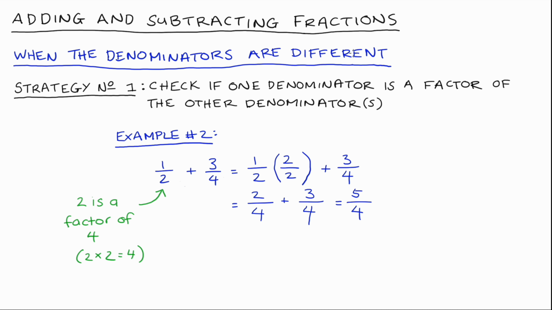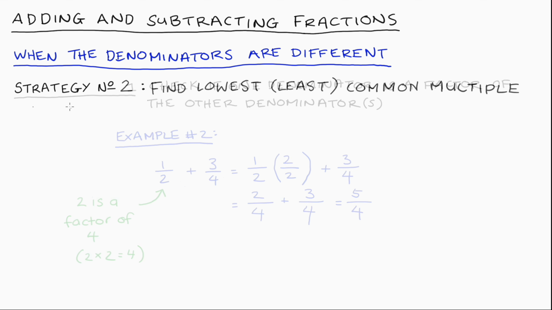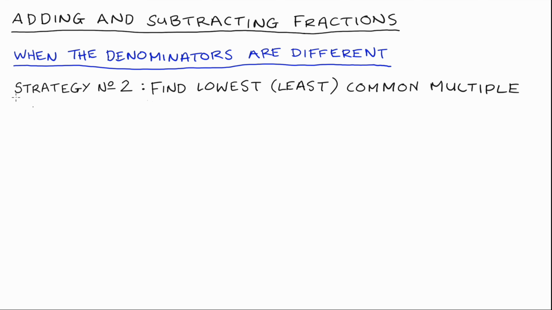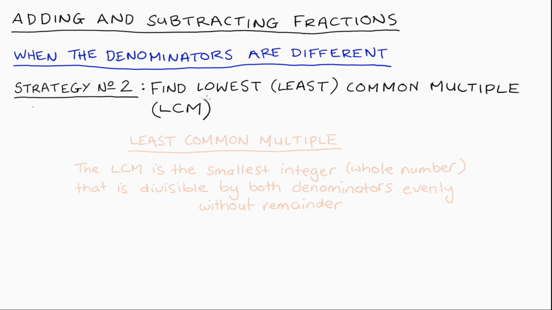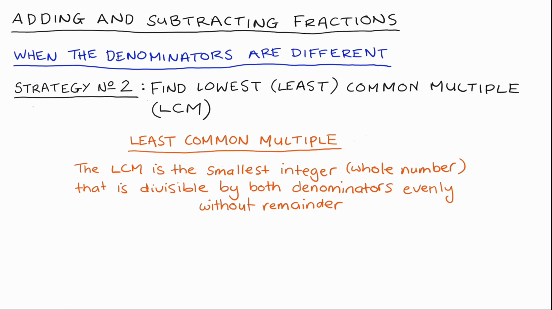All right, let's think about a second strategy, which is to find what we call our least common multiple, and we can notate that LCM. We find the least common multiple of our denominators in our sum. This strategy is appropriate when there is no denominator that is a factor of the other. Our least common multiple, if we're adding or subtracting two terms, will be the smallest whole number or integer that is divisible by both denominators evenly without remainder.